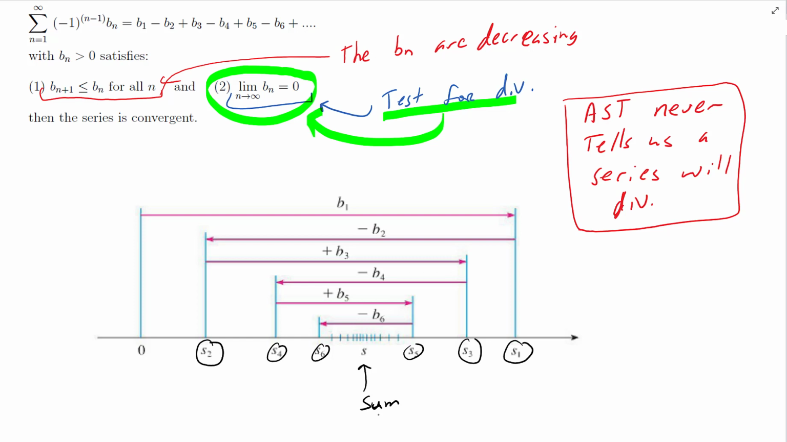Now, as with all the other series tests, this one will not tell you what the series converges to. It just says, hey, it converges.